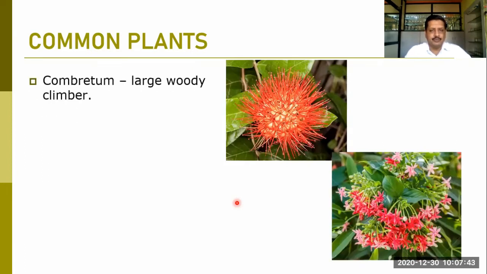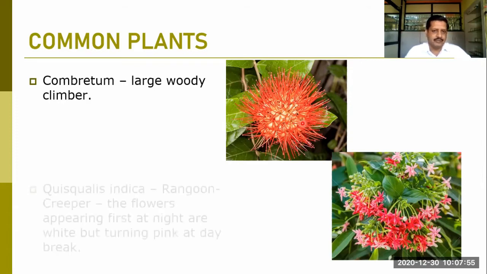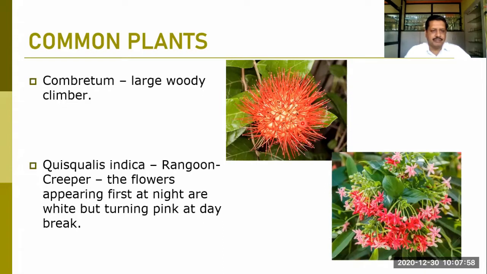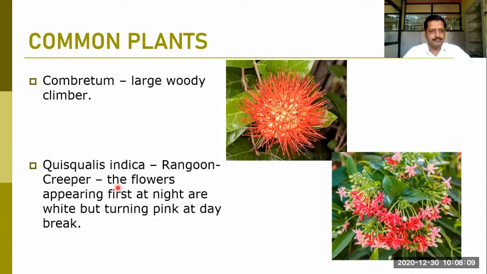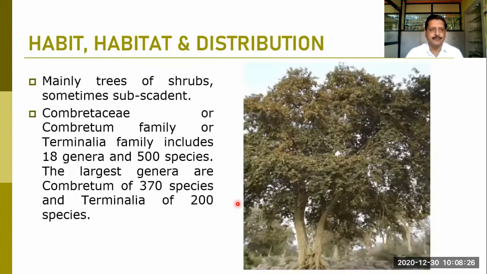The common large woody one is a Combretum. This Combretum genus is quite widely distributed in India, and it is very common everywhere. Another one is the Quisqualis indica. This particular inflorescence is just in front of our department. It is commonly known as Rangoon creeper, and the flowers are white, but gradually they turn pink by the day's end. So two colors of flowering can be observed in the Rangoon creeper, that is Quisqualis indica.